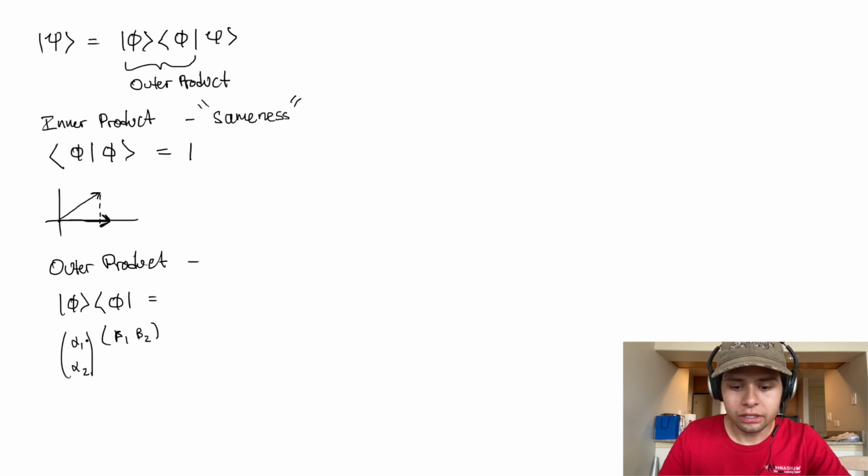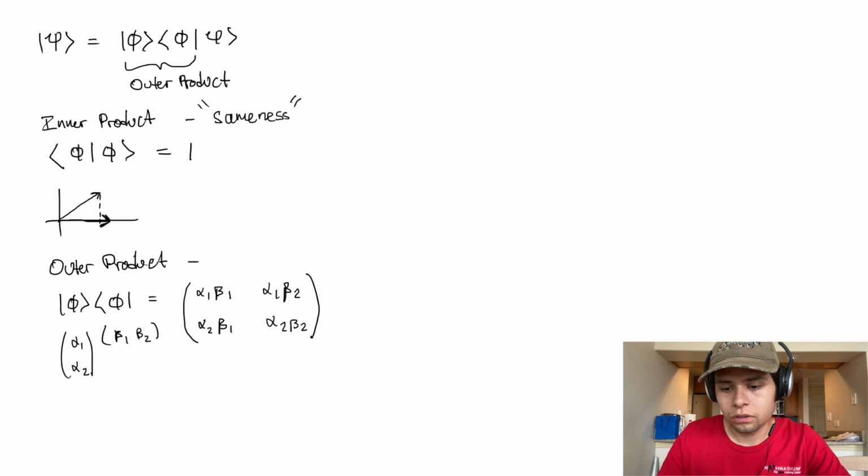Okay, and so what we get is we want to multiply alpha 1 by all of these. So we have alpha 1 beta 1, and then alpha 1 beta 2, and then alpha 2 beta 1, and then alpha 2 beta 2. And this is what we get.